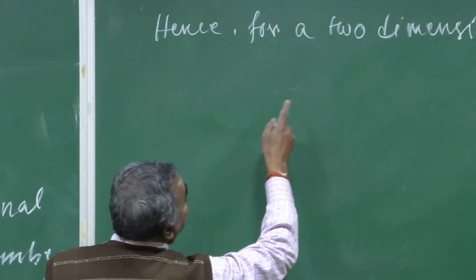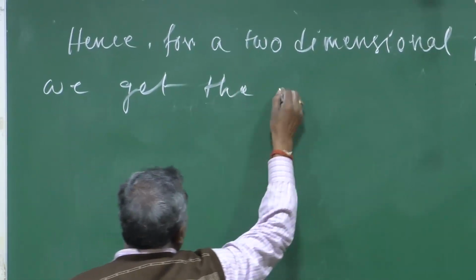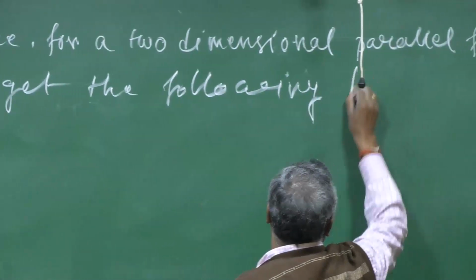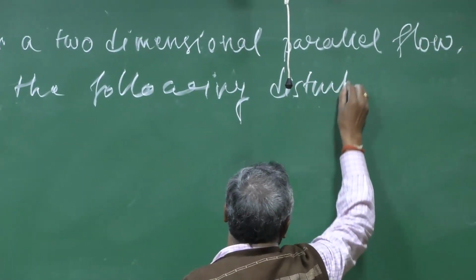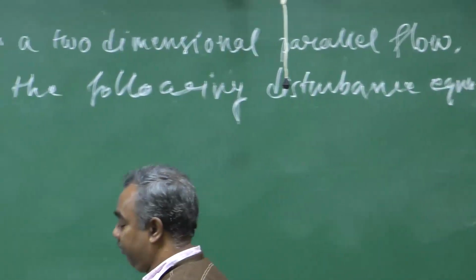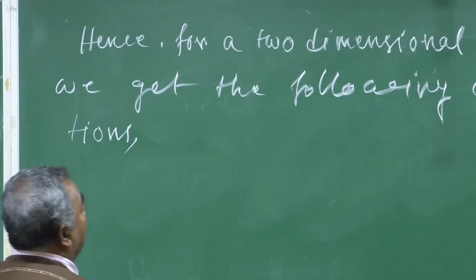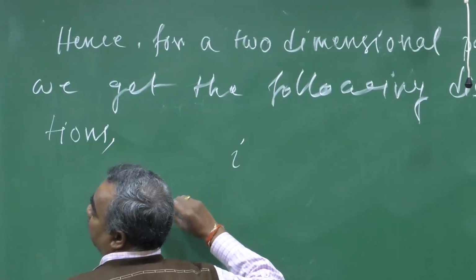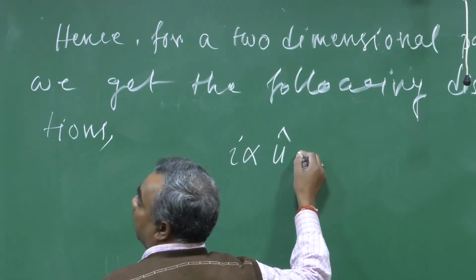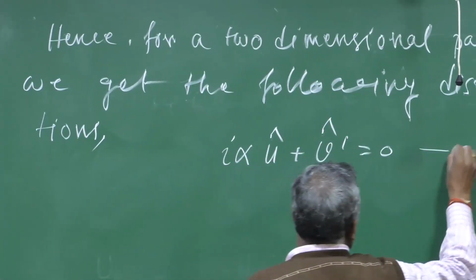So, for that particular case, hence for two dimensional parallel flow, we get the following disturbance equations. Okay. And what are those? We can just remove this u naught, instead of that we can just write i alpha u hat plus v hat prime is equal to 0. So, this is let us say 14.